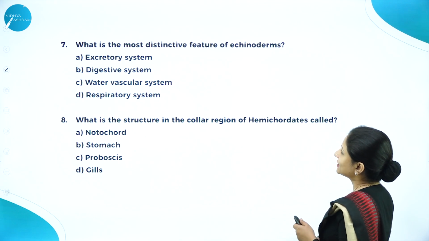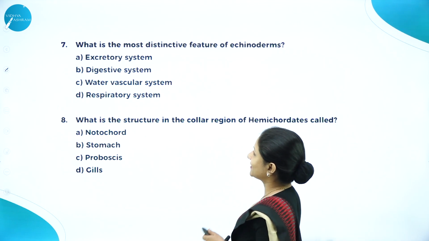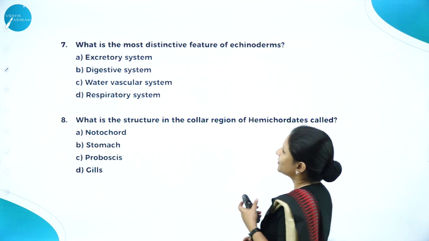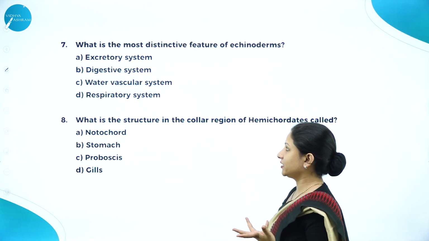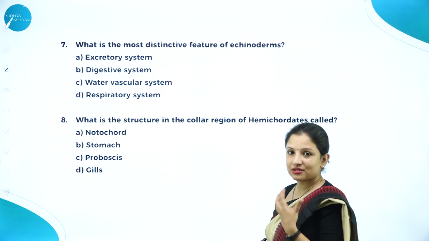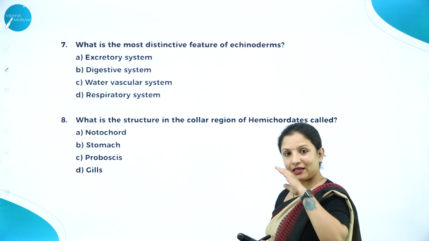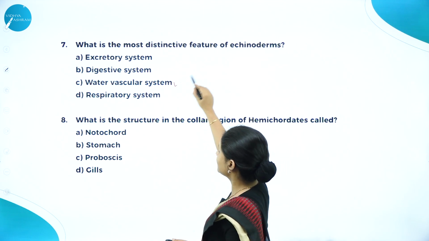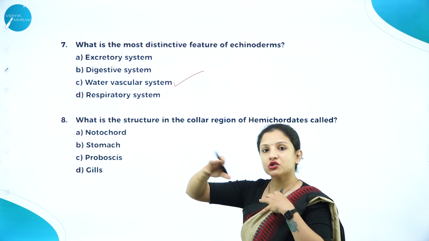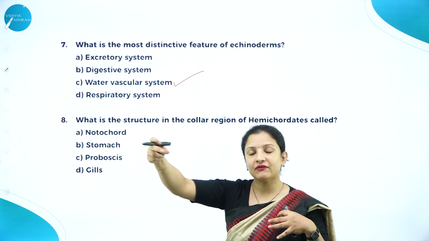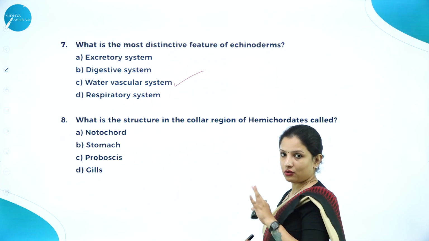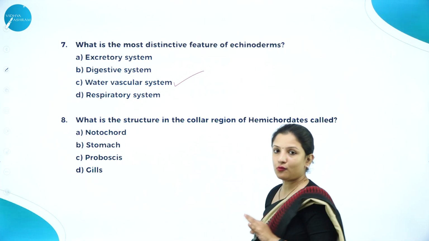Next question. What is the most distinctive feature of echinoderms? Is it the excretory system, digestive system, water vascular system or respiratory system? Of course they have a respiratory system, excretory system, digestive system and all that, but the most distinctive feature, which is not present in any other organism, is the water vascular system. Take the starfish as an example: each of the arms has a canal-like system to take in water and give out water. That is a peculiar characteristic of echinoderms. So it is water vascular system, option C.